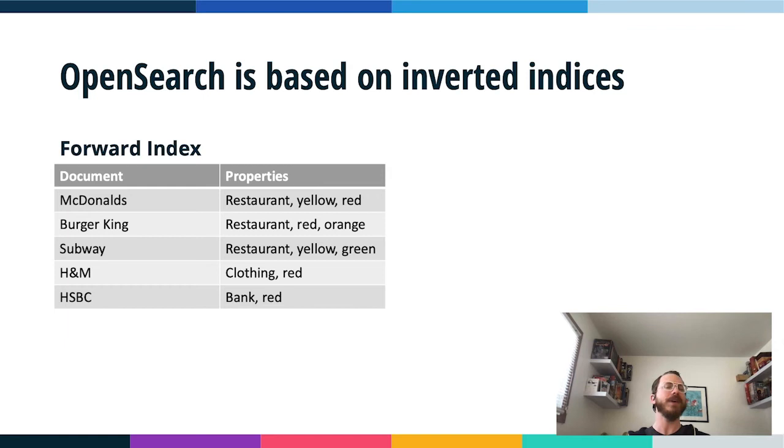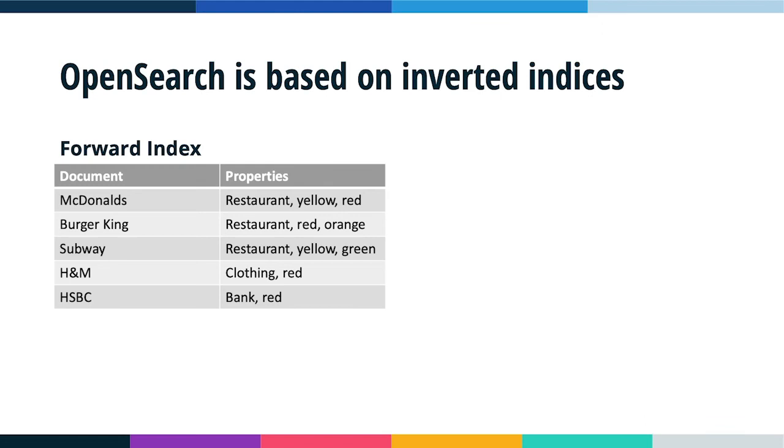So you look up McDonald's and it has these properties. When I'm saying property here, I'm referring to its logo and what it is. It's a restaurant with a red and yellow logo, and Subway is a restaurant with a green and yellow logo. These are just some iconic brands that a lot of people will know. So you can kind of think about it this way.